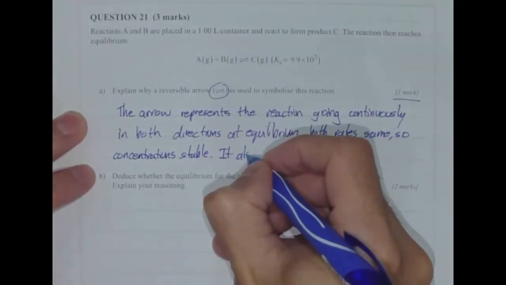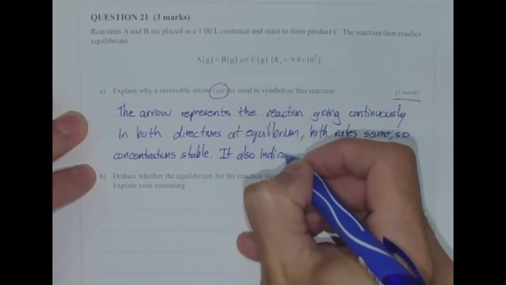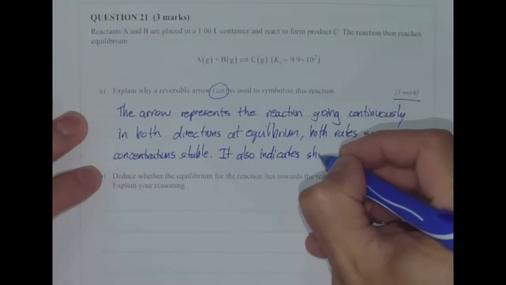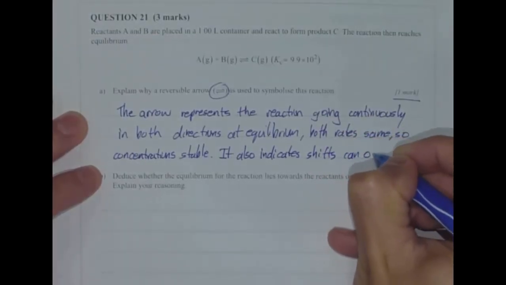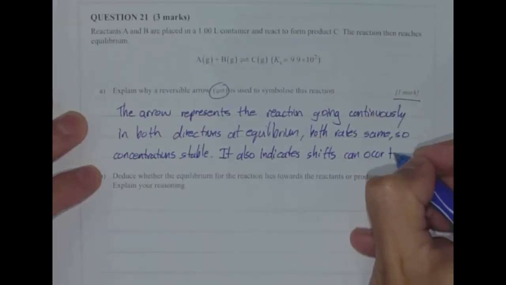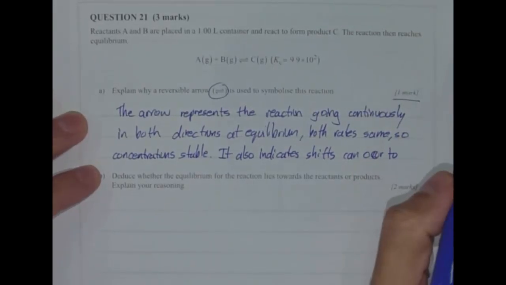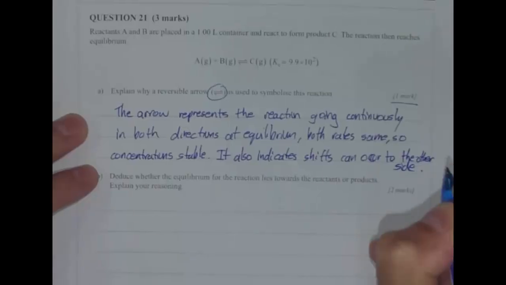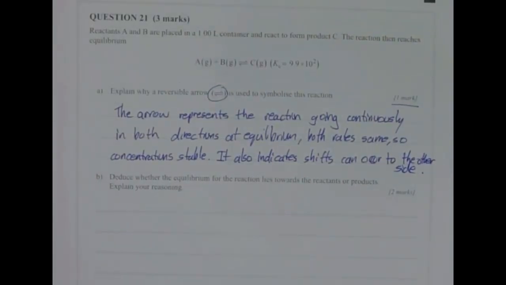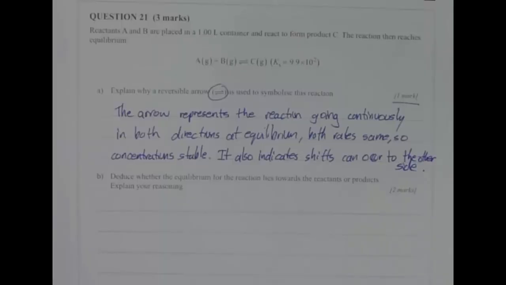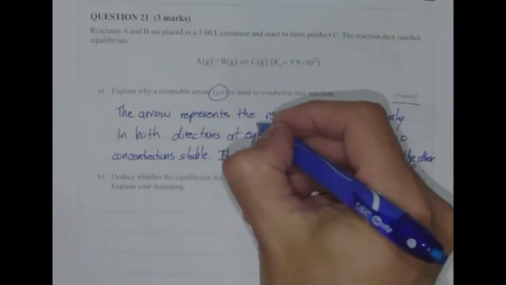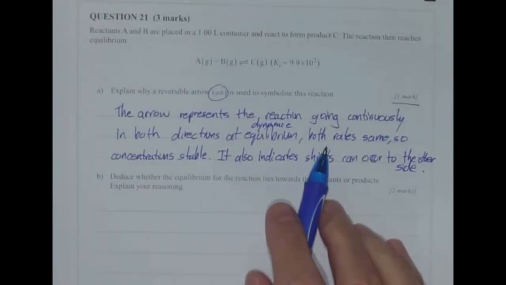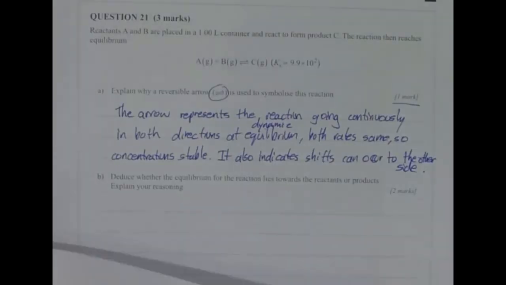It also indicates shifts can occur to the other side. I'll just add the word dynamic in there before I check. Okay, what do we got?